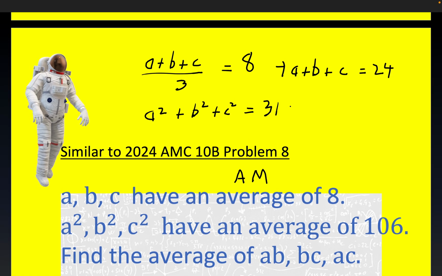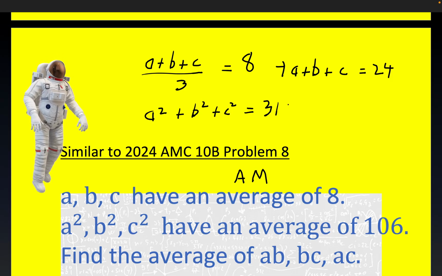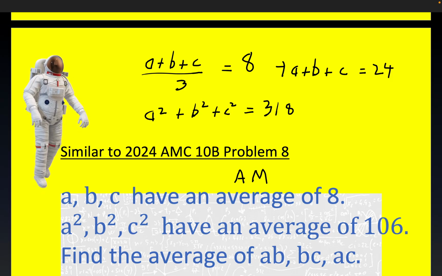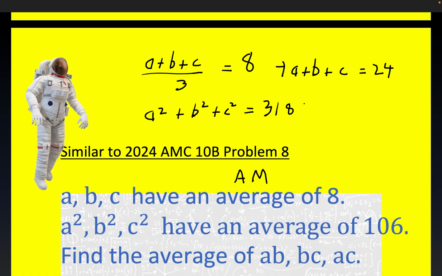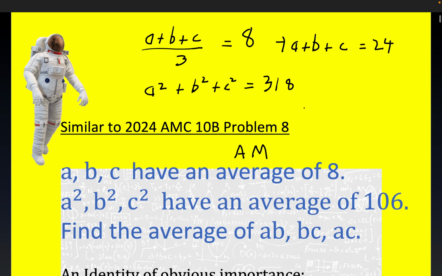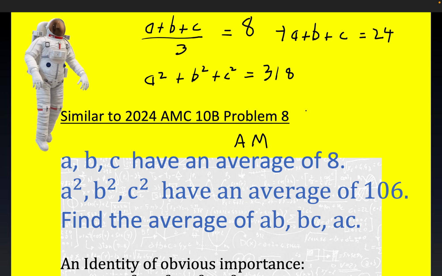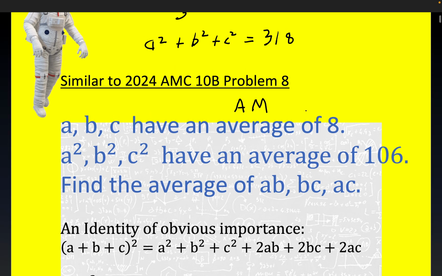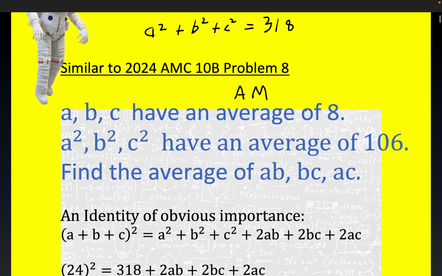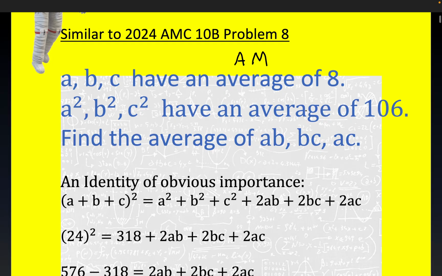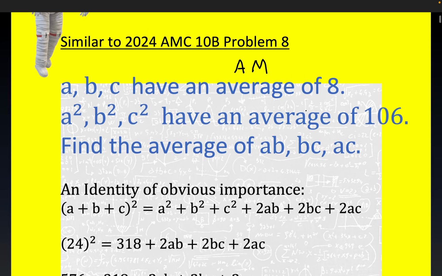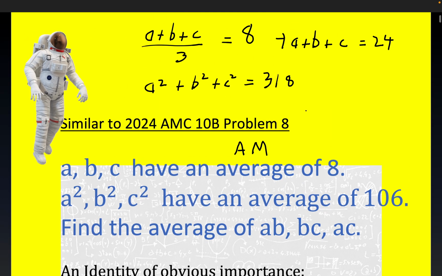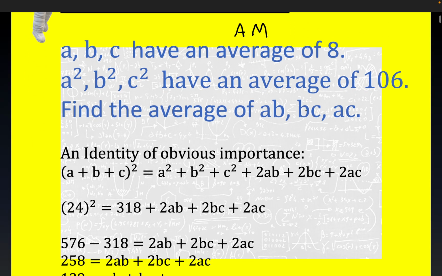Okay, so we do know the sum of the values and the sum of the squares of the values. That doesn't mean we know the values, right? Now we're supposed to find the average of ab, bc, ac, and there's a very important identity right here. You have to just square all that out to get what you see there, so I'm not going to go through that with you. And then right here we're just using the numbers that we found in the previous step. 24 and 318 are used right here, and from here it's pretty straightforward.